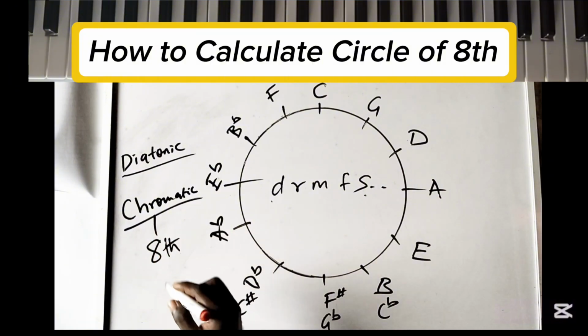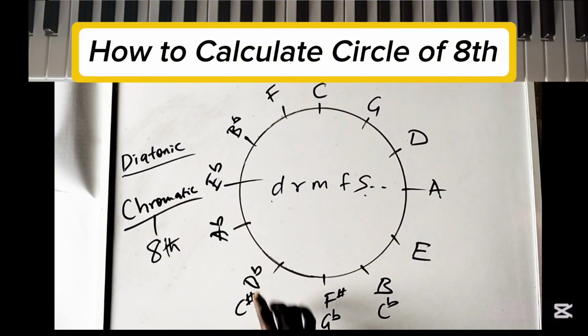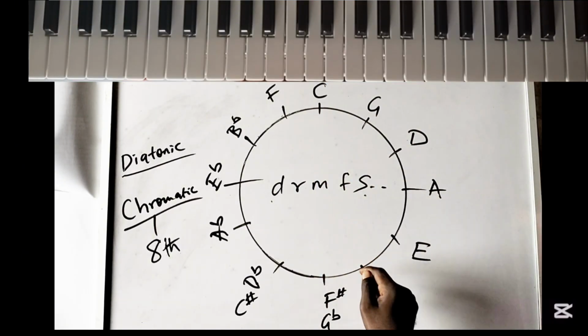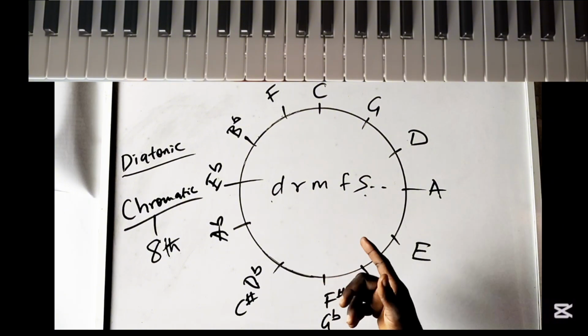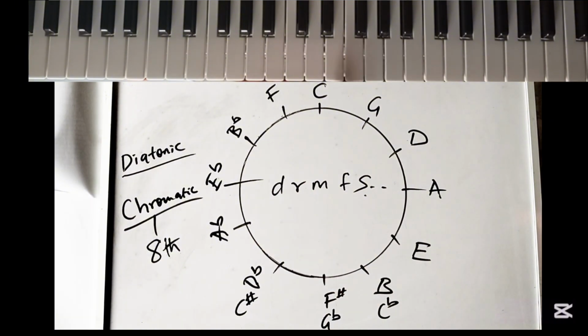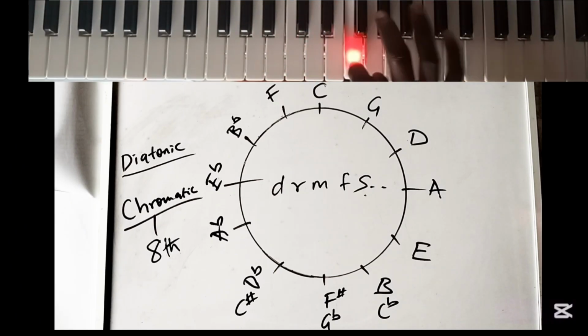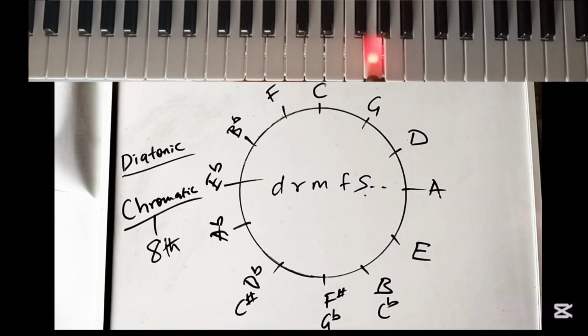The eighth note. That is what we count. The eighth note of all of this, you will still get all these things. But some argue it is the seventh. But if you start from C chromatically, 1, 2, 3, 4, 5, 6, 7, 8. So you see this is 8.